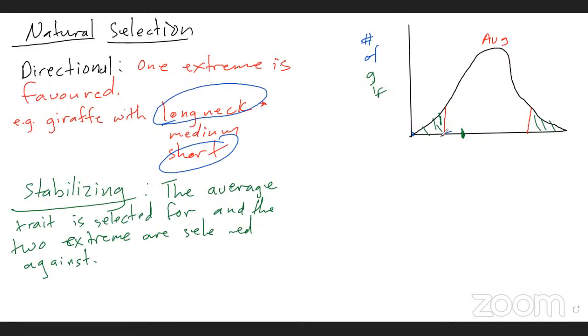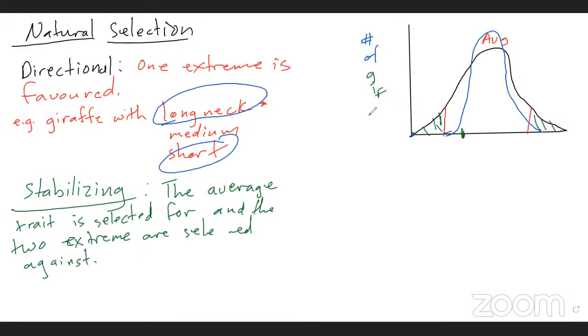So it's going to get thin in the middle, right, because the average is being selected. Will it still start out here and end out here? No. So it will probably start like here and go up. All right, that has to stabilize. So with the stabilizing selection, the two extremes are not favorable for them to survive.